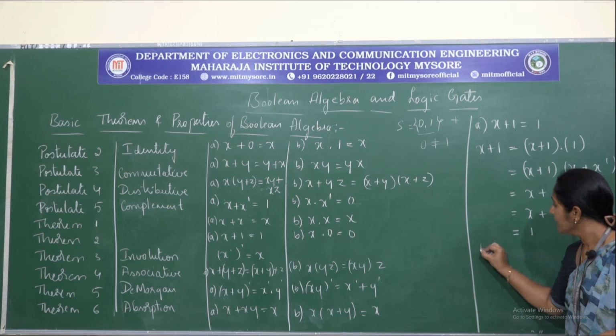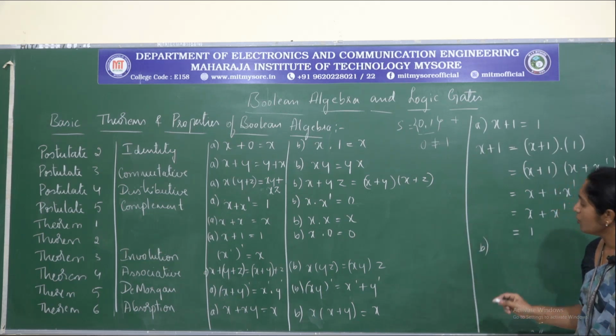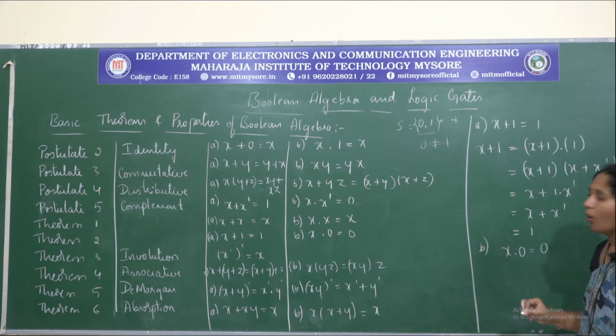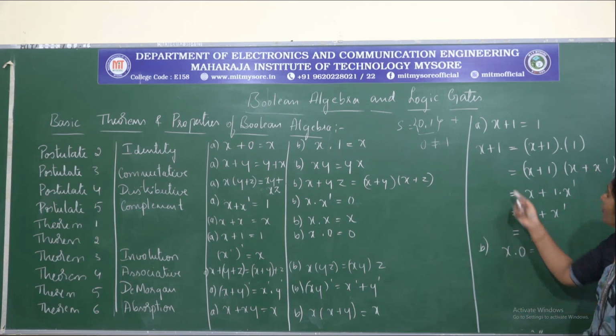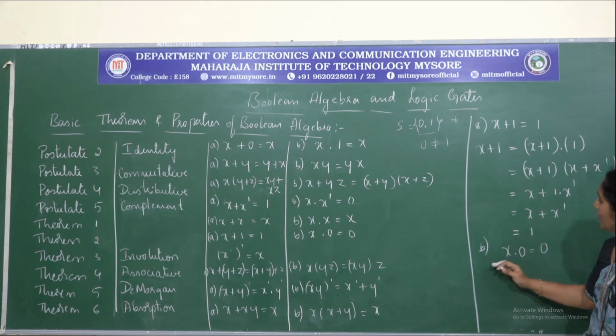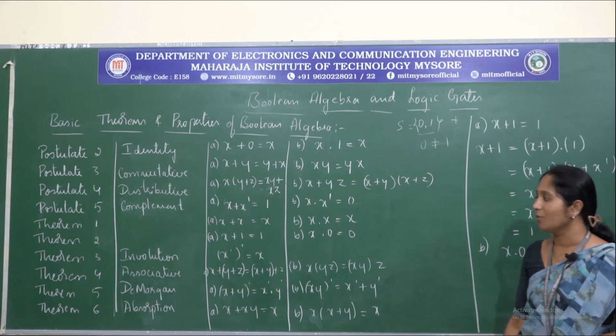By duality, part B of theorem 2 can be written as x dot 0 is equal to 0. In duality, what do we do? We replace 1 by 0 and plus by dot, and vice versa. So by duality we can write part B of theorem 2.